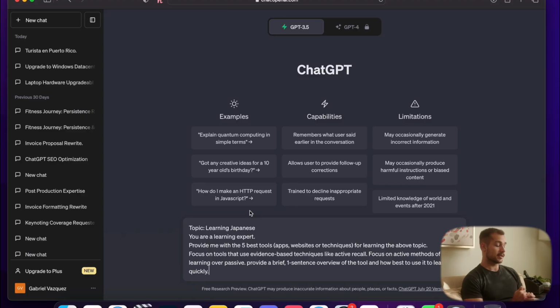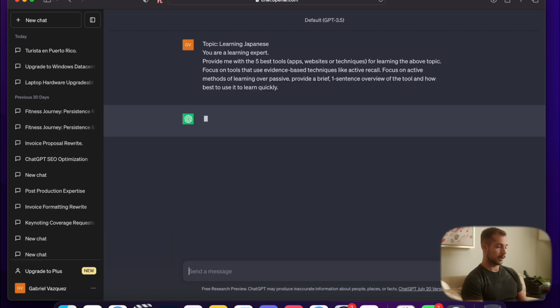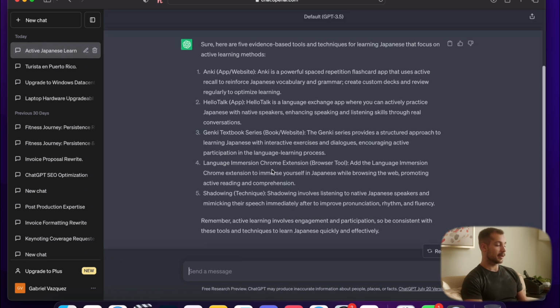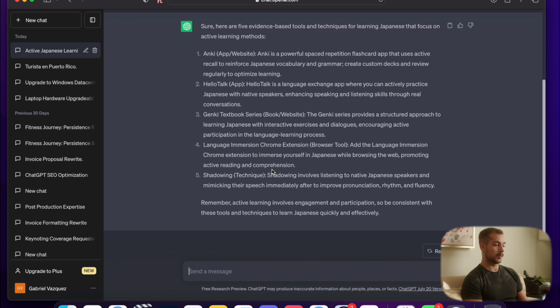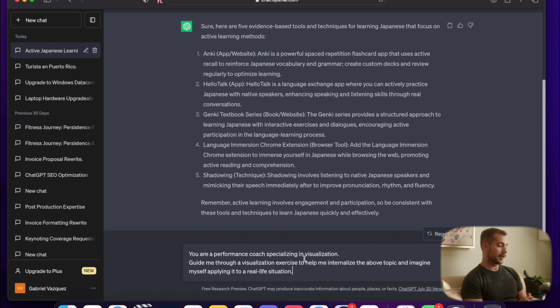Next, we're gonna position GPT as a learning expert. And in this case, we want to learn Japanese. So we're asking it for the 5 best tools, apps, websites, or techniques for learning the above topic. We'll go ahead and input that. And immediately it's giving recommendations for us on what tools and apps or websites we can use to better learn Japanese quickly.